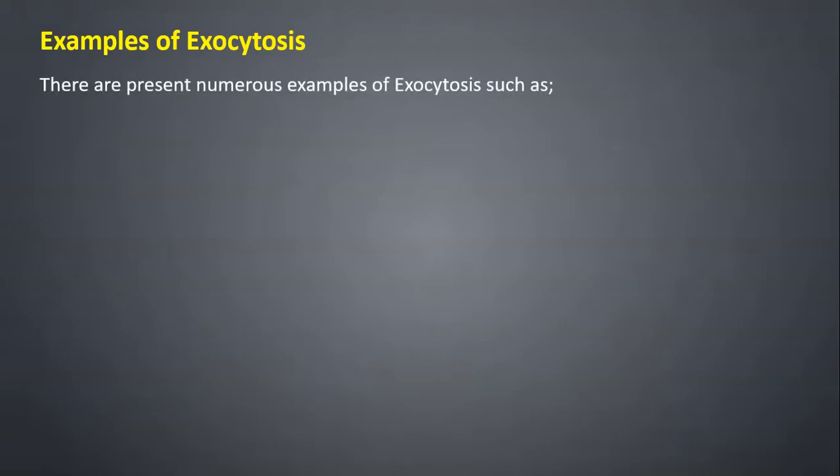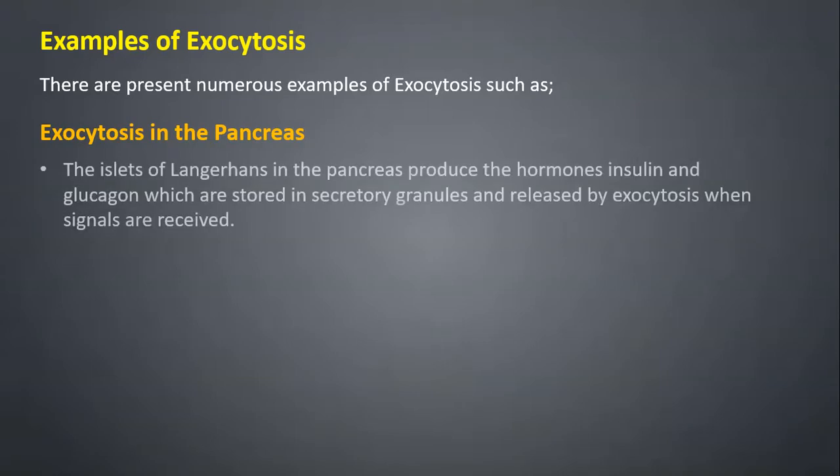There are many examples of exocytosis, such as exocytosis of the pancreas. The islets of Langerhans in the pancreas produce the hormones insulin and glucagon, which are stored in secretory granules and released by exocytosis when signals are received.